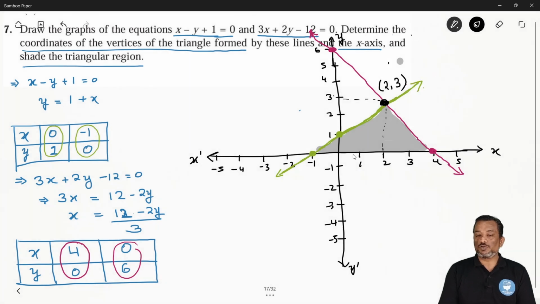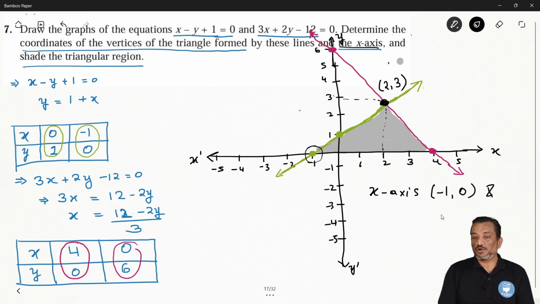Now it is asking what the intersection point is. You will get 3. And it is saying the triangle formed by this line and the x-axis, and to set the region. So on the x-axis, what points will you get? First, you will get (-1, 0). This is your first point on the x-axis. And the second one you got (4, 0), which means this one. Okay, so hope this and all the questions are clear.